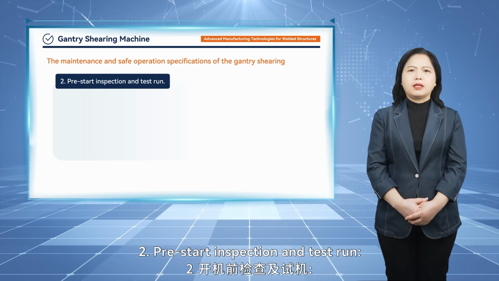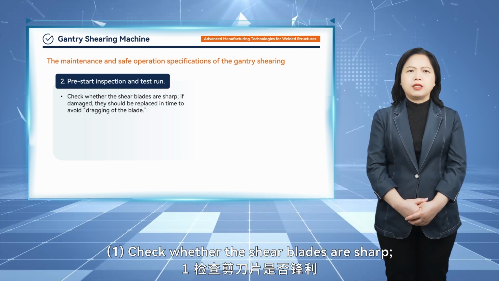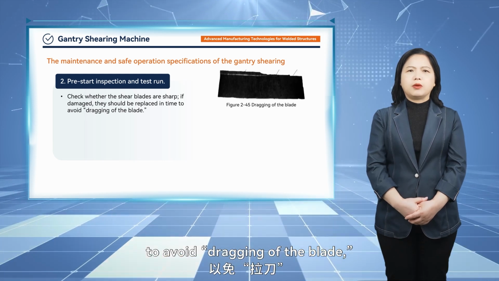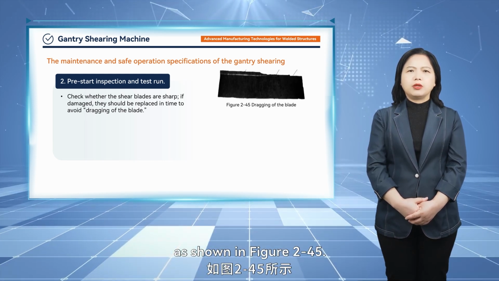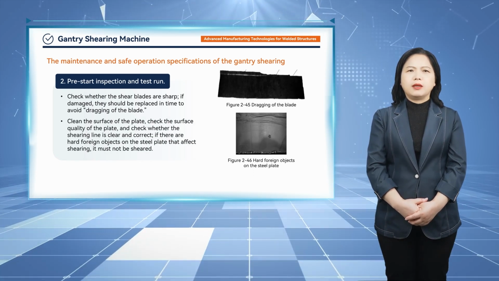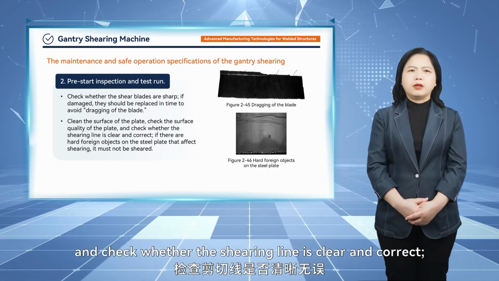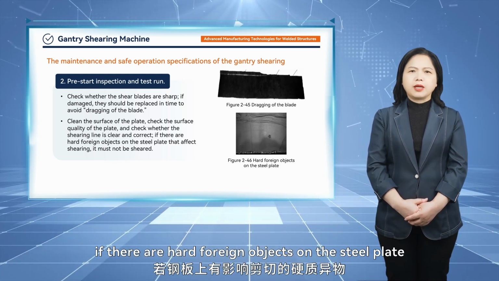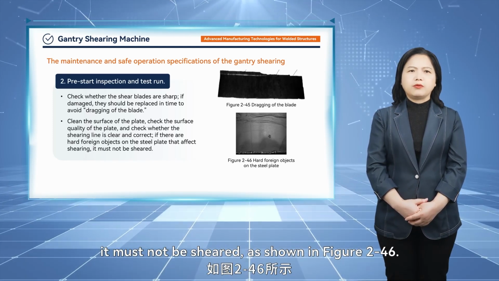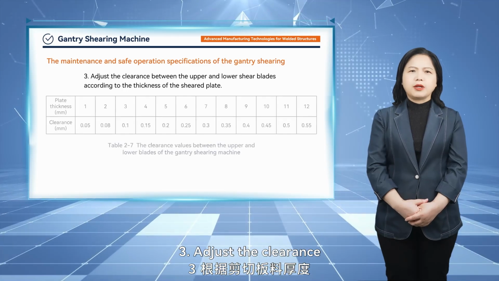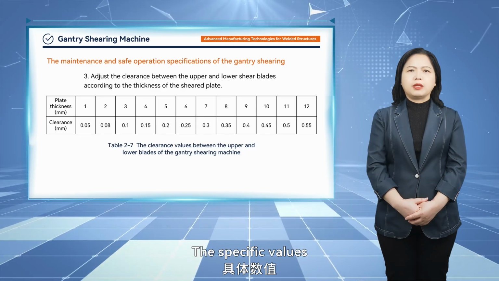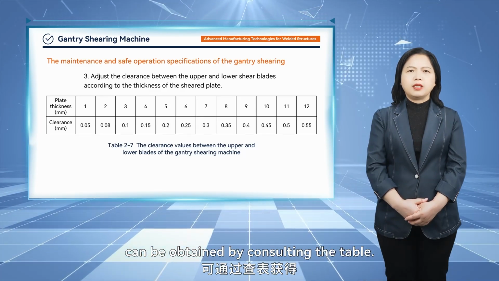2. Pre-start inspection and test run. 1. Check whether the shear blades are sharp. If damaged, they should be replaced in time to avoid dragging of the blade, as shown in Figure 245. 2. Clean the surface of the plate. Check the surface quality of the plate, and check whether the shearing line is clear and correct. If there are hard foreign objects on the steel plate that affect shearing, it must not be sheared, as shown in Figure 246. 3. Adjust the clearance between the upper and lower shear blades according to the thickness of the sheared plate. The specific values can be obtained by consulting the table.